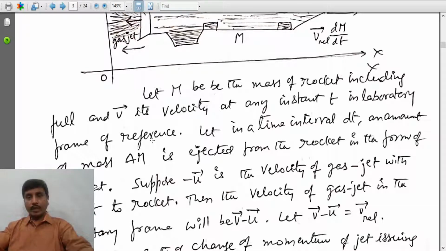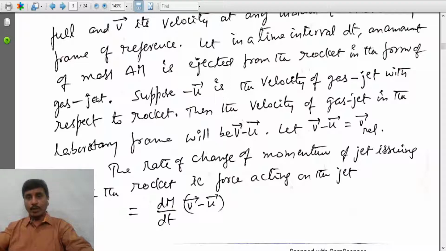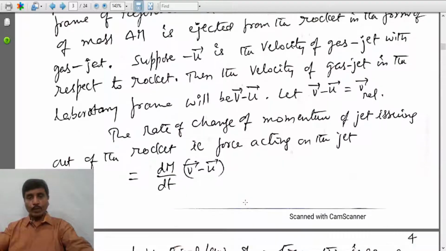Let in a time interval dt an amount of mass delta m is ejected from the rocket in the form of gas jet. Suppose minus u bar is the velocity of gas jet with respect to rocket. Then the velocity of gas jet in the laboratory frame will be v bar minus u bar. Let v bar minus u bar be equal to v bar relative. Now the rate of change of momentum of jet issuing out of the rocket, that is force acting on the jet, is equal to dm by dt into (v bar minus u bar).